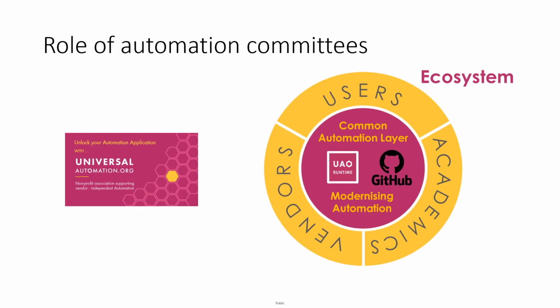The control communities should play a role in promoting the system's openness. One of these known organizations is UAO. UniversalAutomation.org is an initiative that encourages the adoption of open, interoperable automation standards. It supports IEC 61499 in creating a genuinely open automation ecosystem.